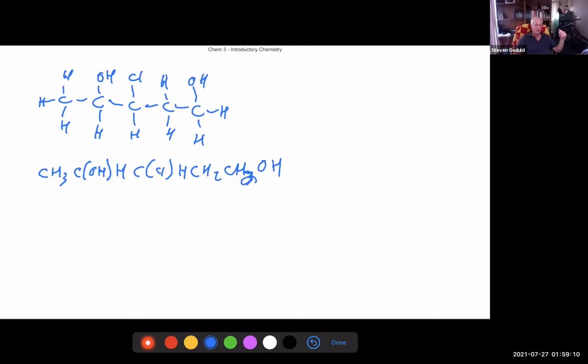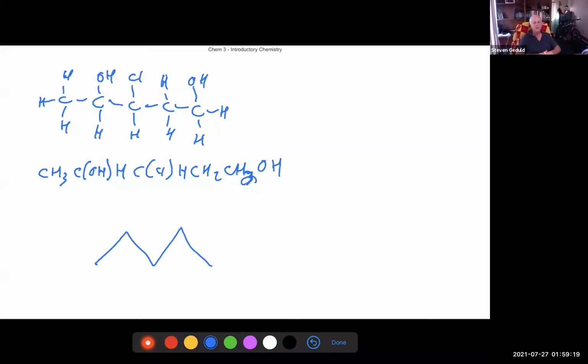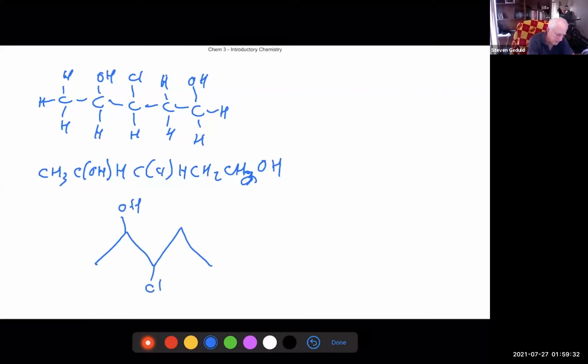So now let's draw the line formula. How many carbons total? 1, 2, 3, 4, 5 carbons. At carbon number 1, it's CH3, so we leave it. At carbon number 2, there's 1 hydrogen, so we don't put that on there, but there's an OH group. So at carbon number 2, we draw an OH group. At carbon number 3, there's a chlorine group and then a hydrogen. Carbon number 4, CH2. And then here, there's an OH also. So we just don't include the hydrogens because they're assumed.